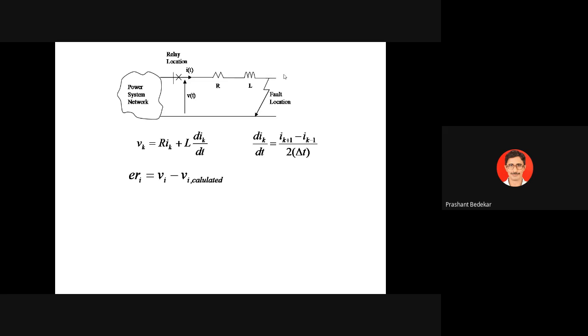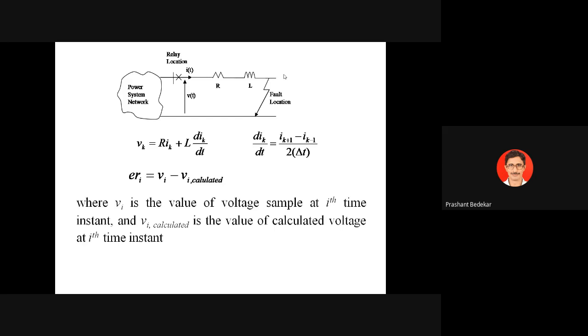So the voltage sample is available. I am using the available voltage sample V_i, and I am also calculating the voltage by the assumed values of R and L. The difference between these two voltages is called the error. This I will do for different time instants. And then I will try to minimize the sum of square of errors. Least square error, the sum of square of errors, I will try to minimize.